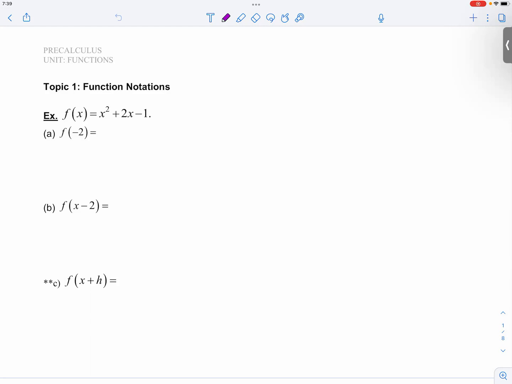Not have two y's. Good, very good. So we cannot have two y values. Okay, so we will say like a quadratic, right? You learn about quadratic function. It is a function because every single x would have a y value.